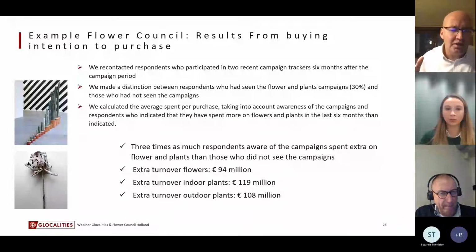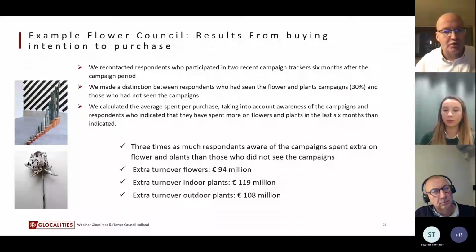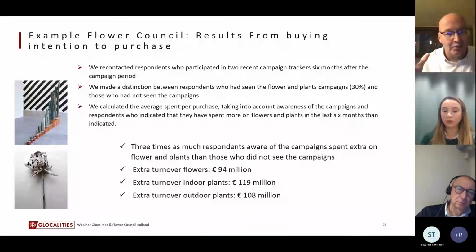Now we measured here through brand tracking. Also here we put a brand track in place, and we saw that consumers that saw the ad and were impressed by the ad were 3 times more likely to buy flowers than consumers that were not. Also, if it was translated through the sales on a European level, then you saw it was approximately 94 million euros in sales of flowers, another 190 million in indoor plants, and the outdoor plants is 108 million.